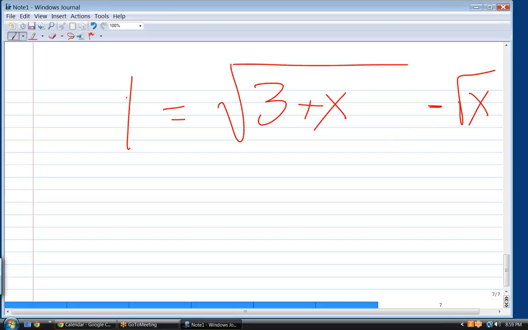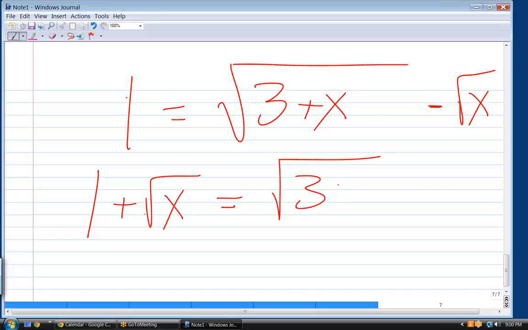Do we try to separate the radical? Isolate? Yeah, one radical on one side, the other on the other. Okay. So if I add square root of x, I get this on the left side. Now I can square both sides.